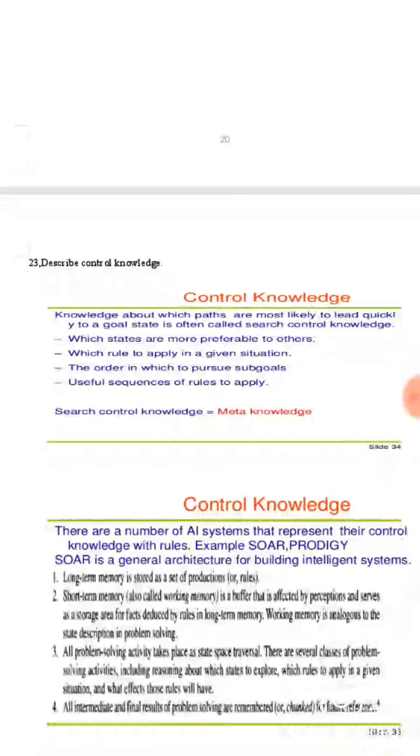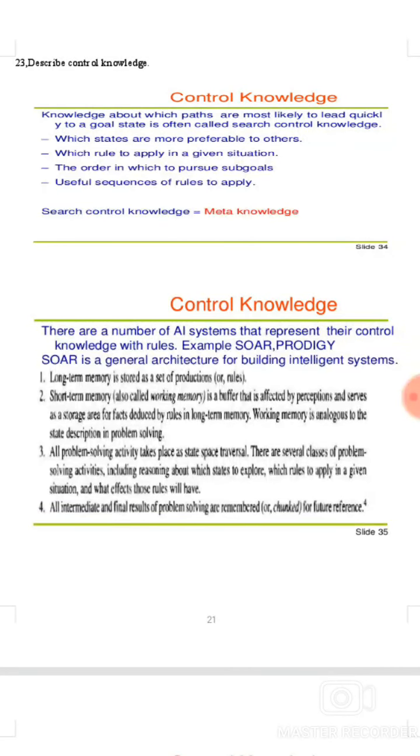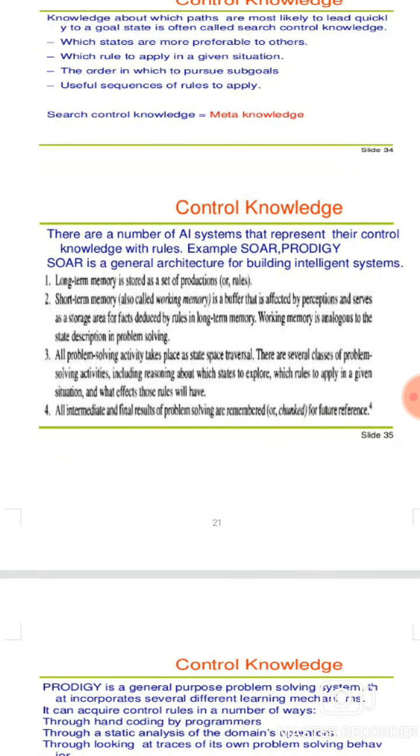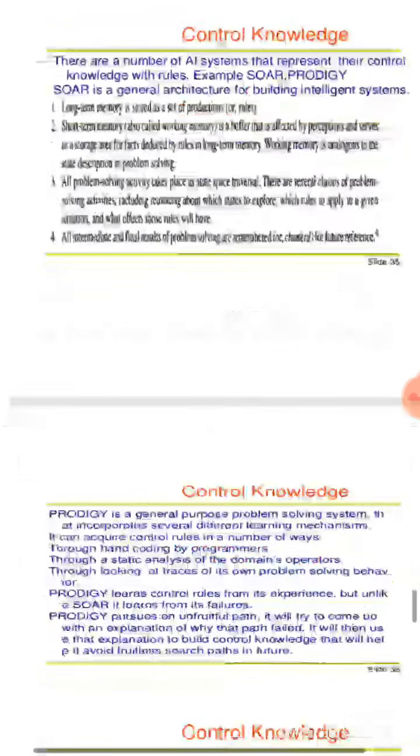Describe control knowledge. Knowledge about which paths are most likely to lead quickly to a goal, which states are more preferable to others, which rule to apply in a given situation, the order in which to pursue subgoals, useful sequences of rules to apply. Long-term memory is used to store a set of productions. Short-term memory is a buffer that is affected by perception and serves as a storage area for facts detected by rules in long-term memory. All intermediate and final results of problem solving are remembered.